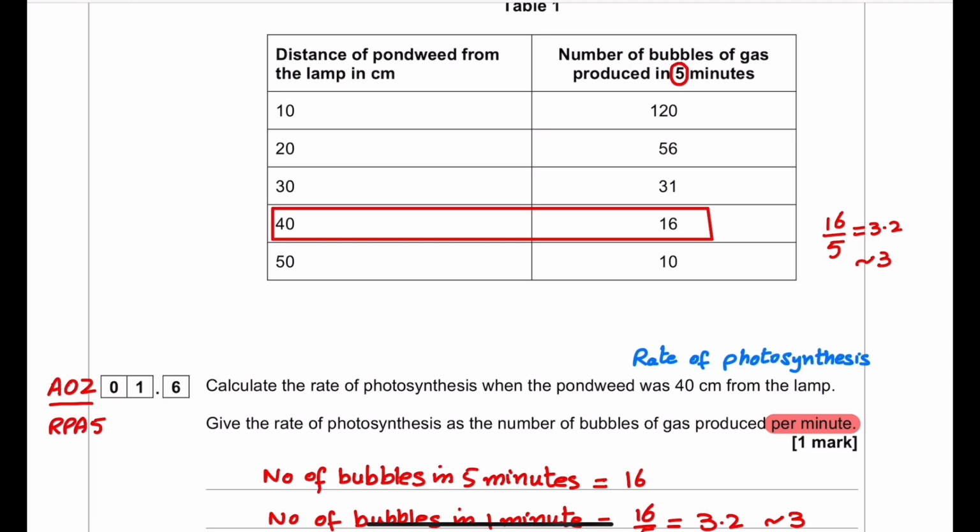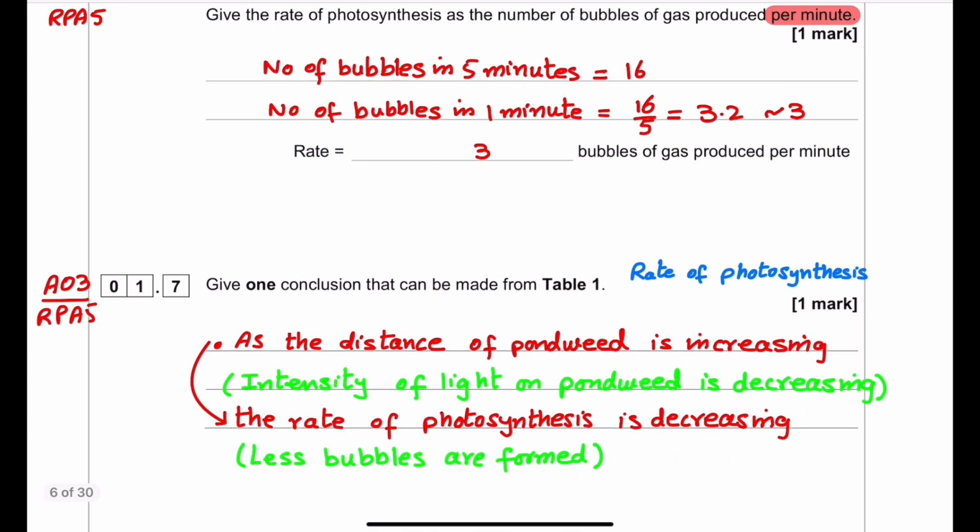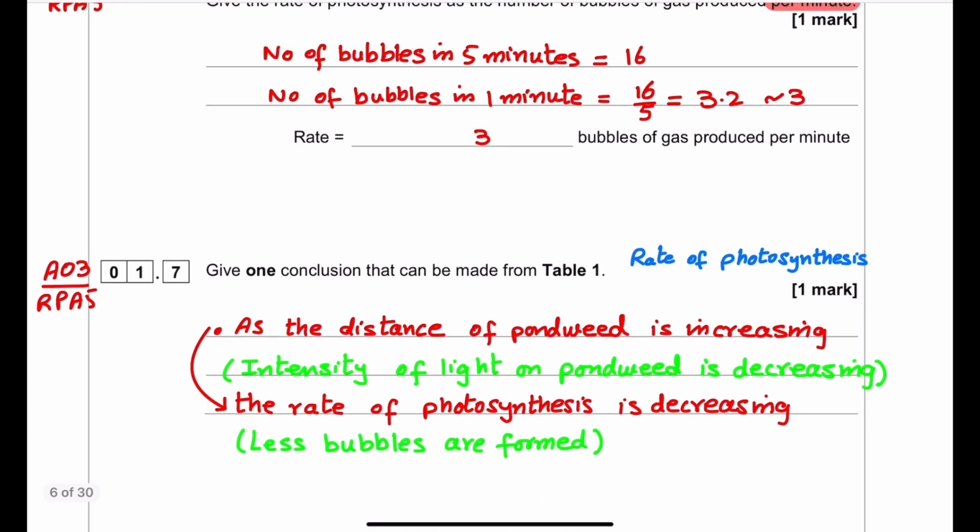Let's see the model answer. As the distance of the pondweed is increasing, the intensity of light on the pondweed is decreasing. Therefore, the rate of photosynthesis is decreasing, or fewer bubbles are formed.